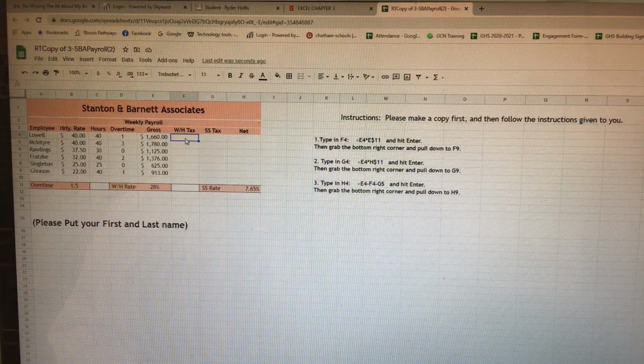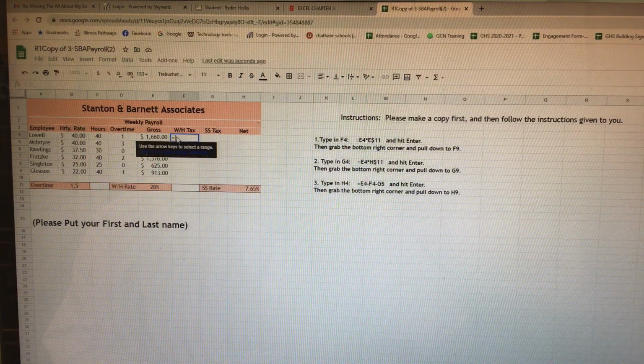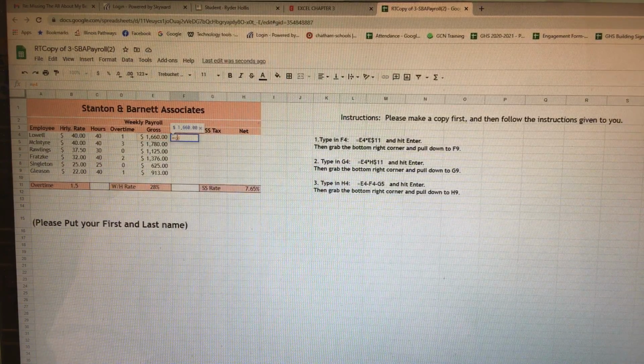But I want you to know that the first thing it tells me to do is type in F4, and it says equals E4 times. So we're going to type equals. That's how you start a formula. E4 and then times, so it's shift 8. The dollar sign, and you'll see why we're going to use a dollar sign, that's shift 4, 11. And then when I put that in there, I hit enter.